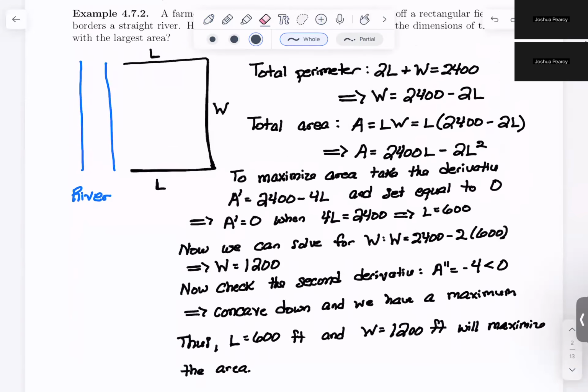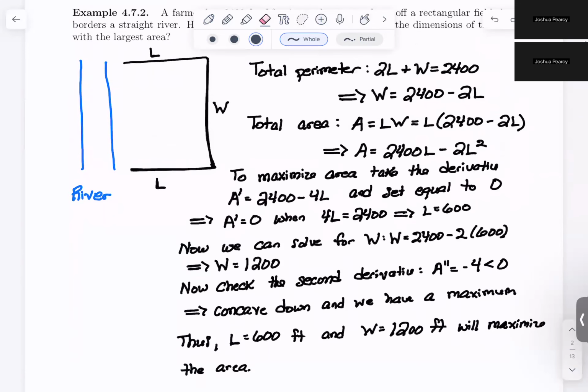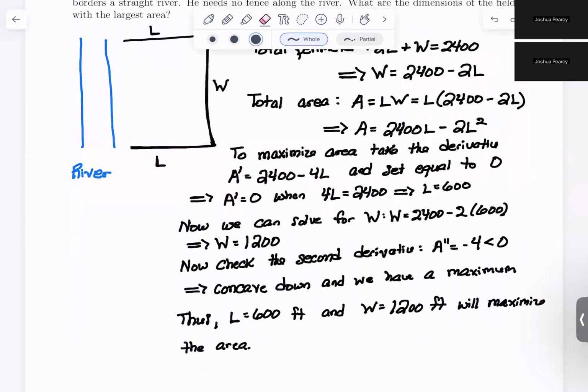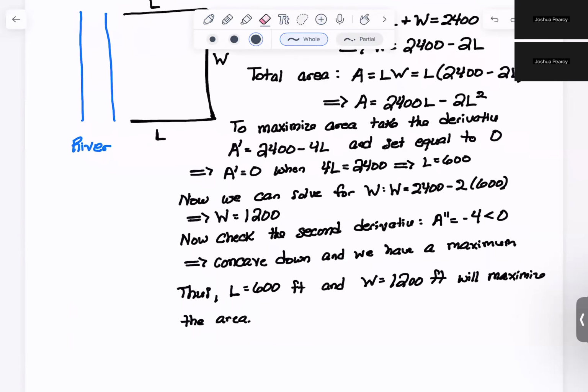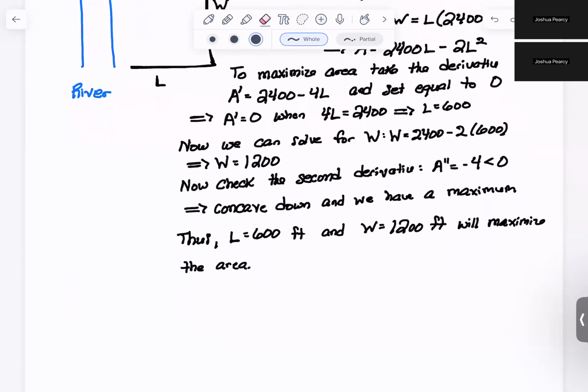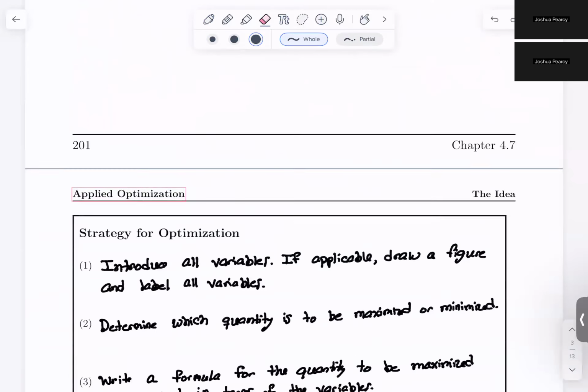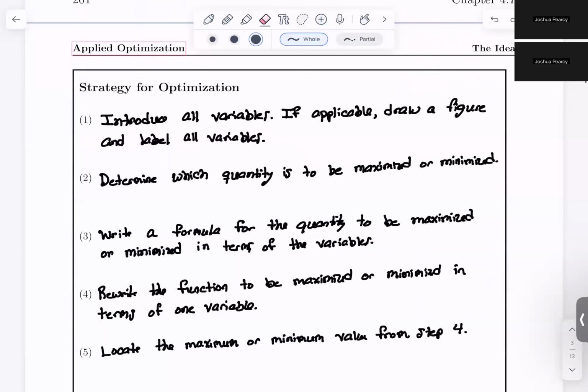So that's kind of the idea. We have one equation, and we solve that one equation in terms of the other variable, then we plug it into another equation, and then maximize that function by taking the derivative, setting it equal to 0 and solving. So that's the strategy behind optimization.